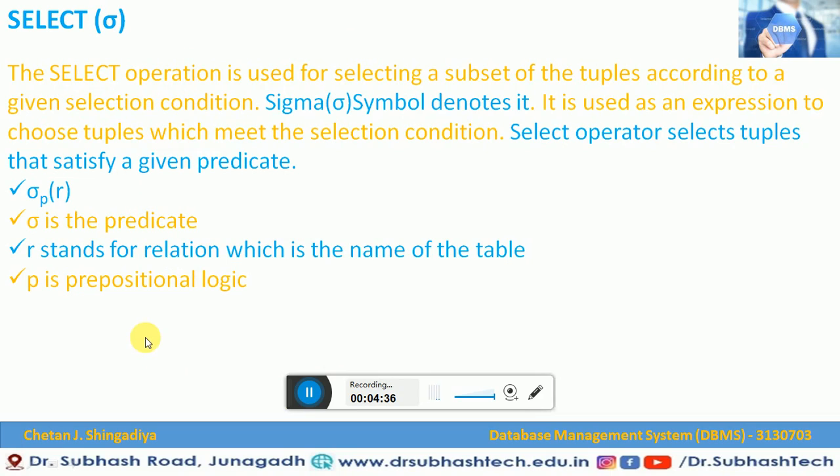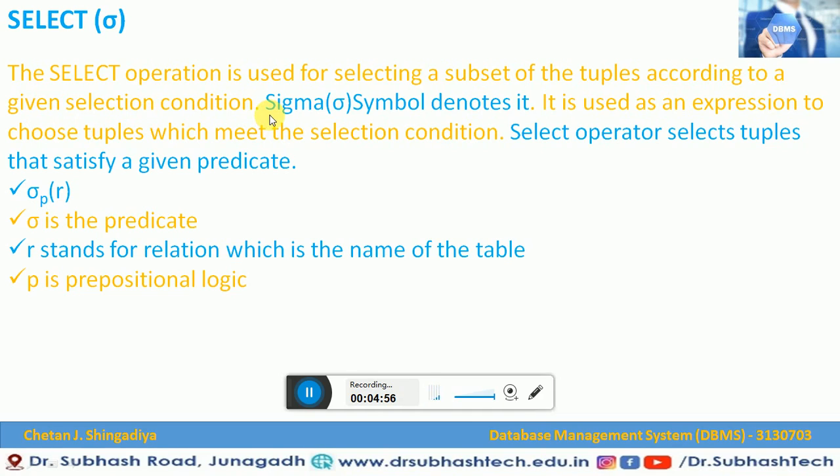Now let us talk about the first operation, that is select. What is the use of the select operation in relational algebra? The select operation is used for selecting a subset of tuples according to the given selection condition.